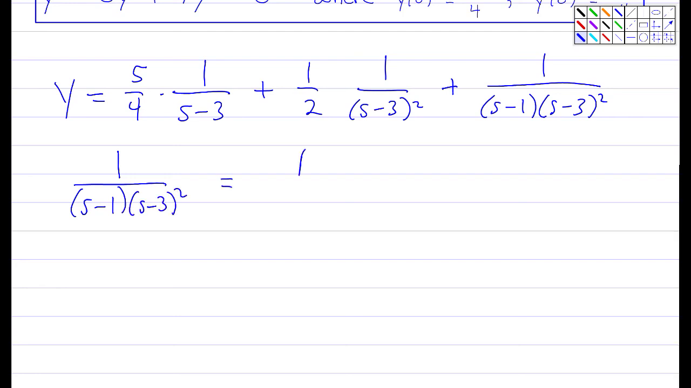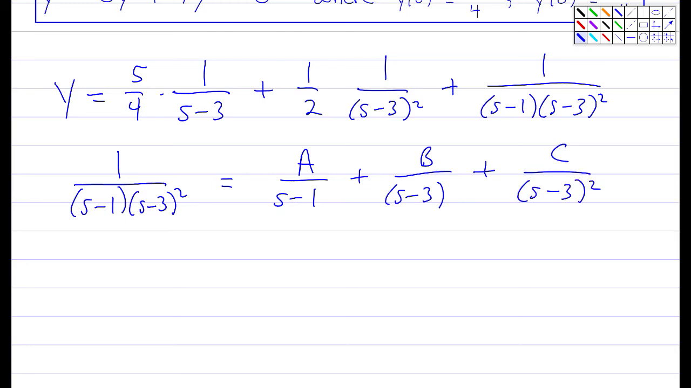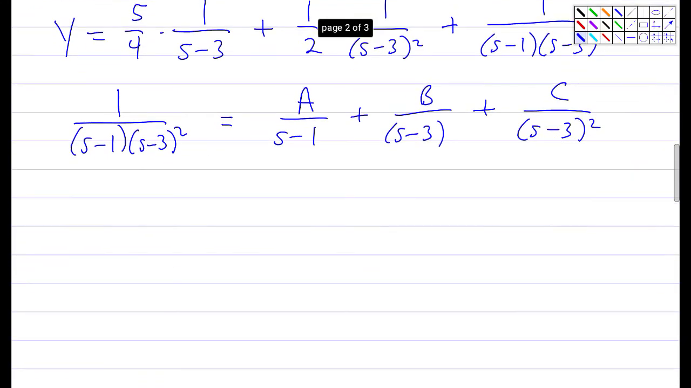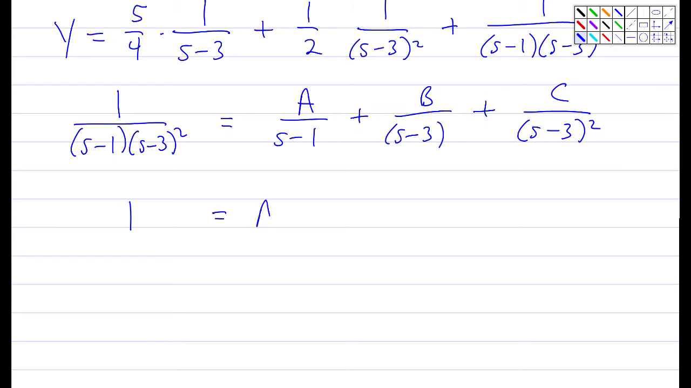Partial fractions tells us we need an A over s minus 1 plus B over s minus 3 squared. Let's just make it B over s minus 3, plus C over s minus 3 squared. That's what I needed. Okay, let's multiply both sides of this equation by this denominator. That's going to get rid of the fractions. And I get 1 equals A times s minus 3 squared because the s minus 1 cancels. Here the s minus 1 doesn't cancel, and I still have 1 of the s minus 3 terms. And here I just have an s minus 1 term.